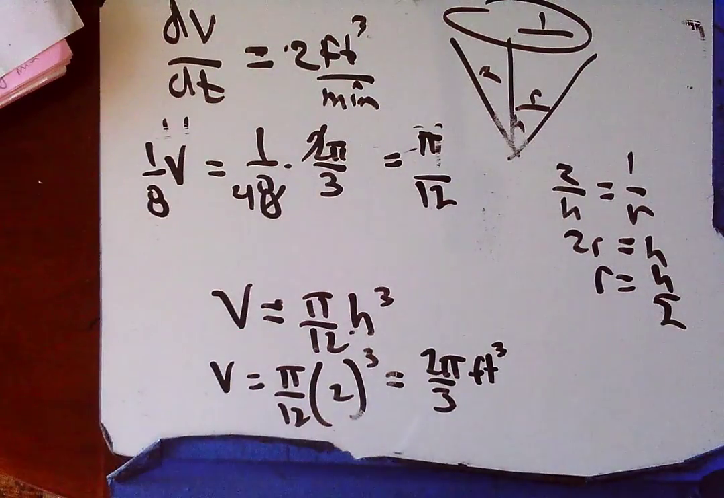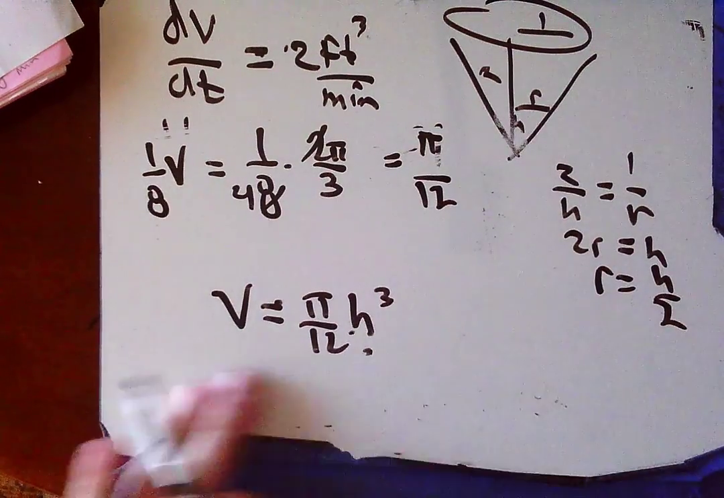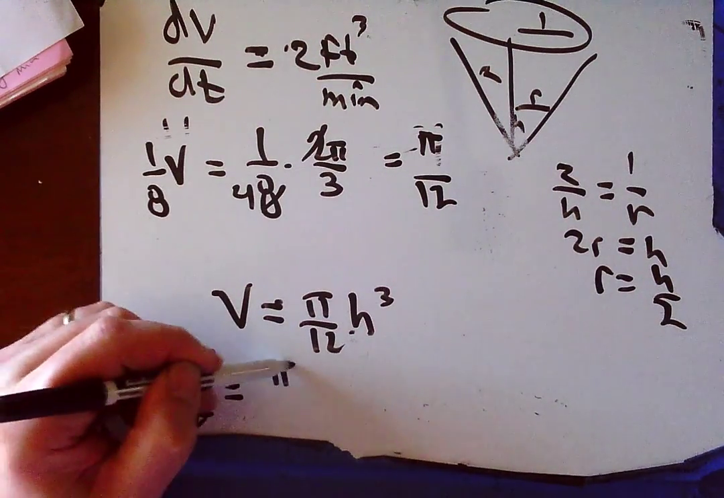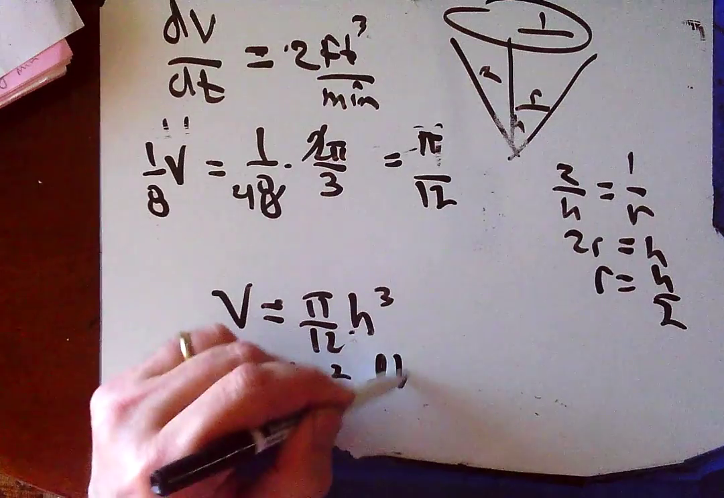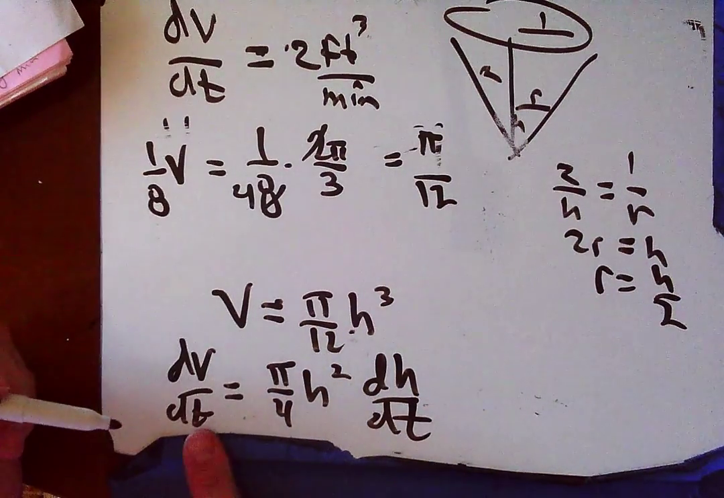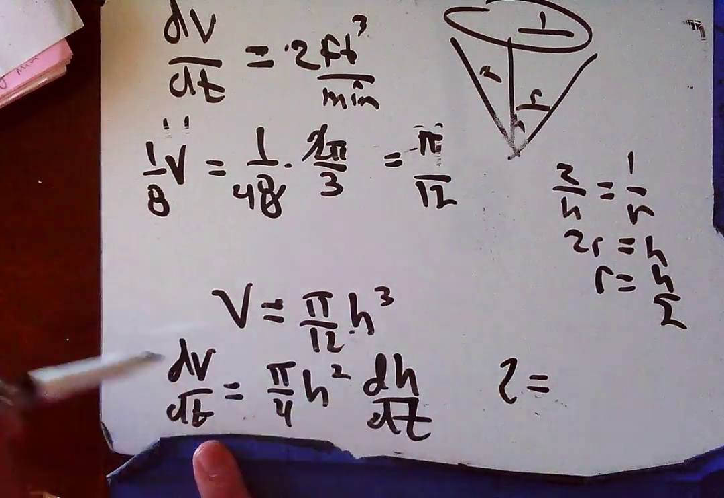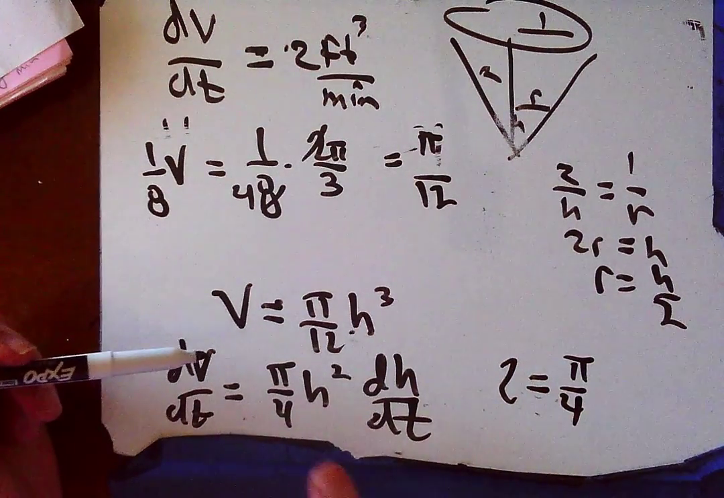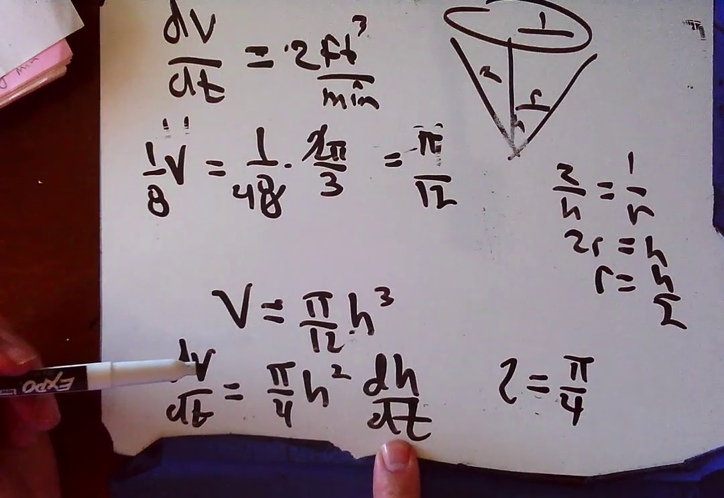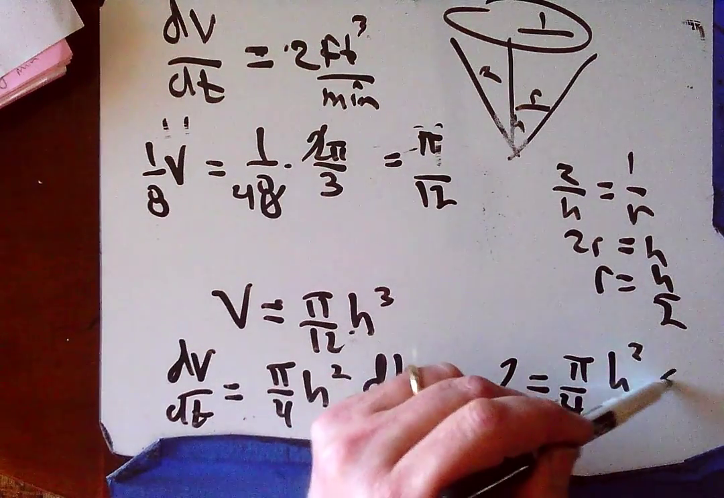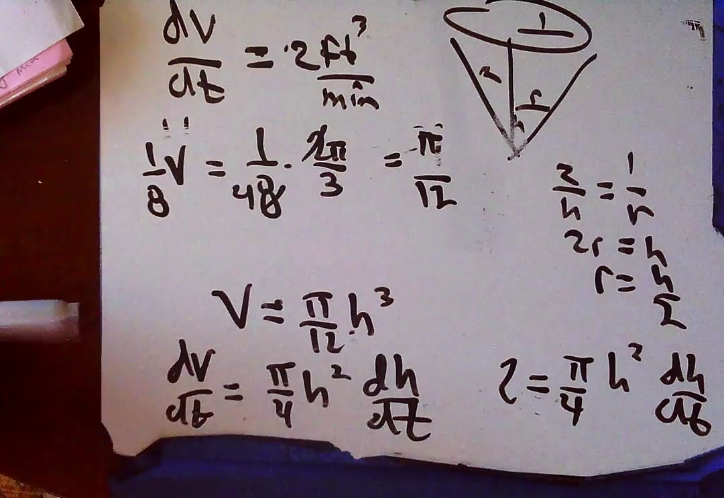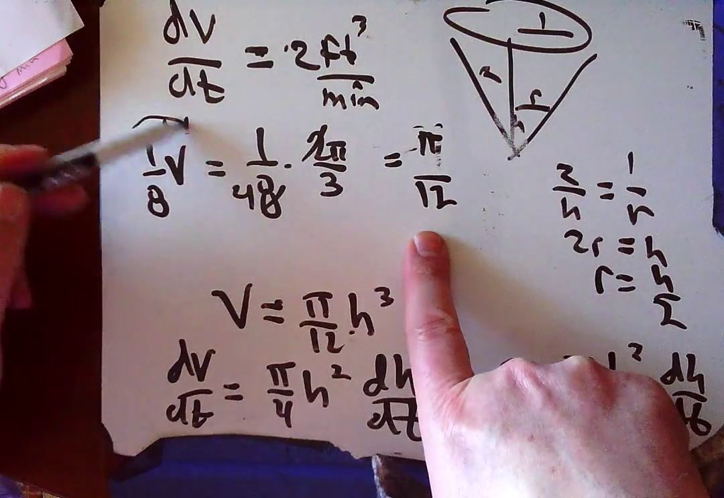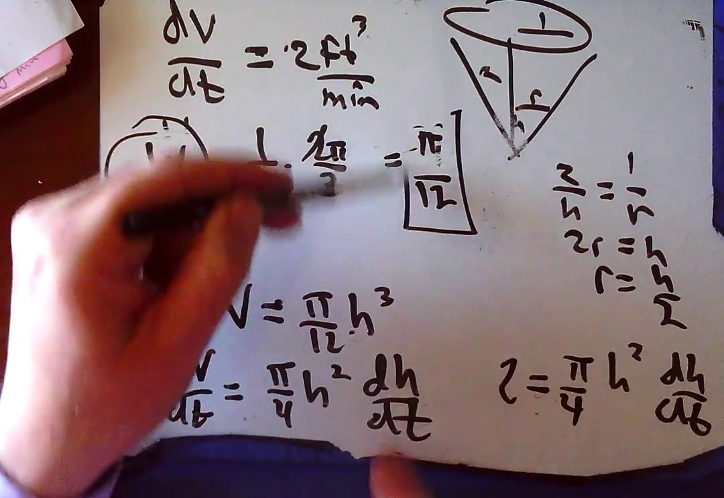Remember, we had gotten to that place in our derivative where we said, okay, I know that dV/dt is going to be pi over 4 h squared dh/dt. And we were told that dV/dt was 2, but we got stuck over here saying, hey, I don't know the height, and I'm supposed to know the height because I'm looking for this thing. So what about that height? Well, they told me that I need to find the height when volume is 1/8 of its actual value.